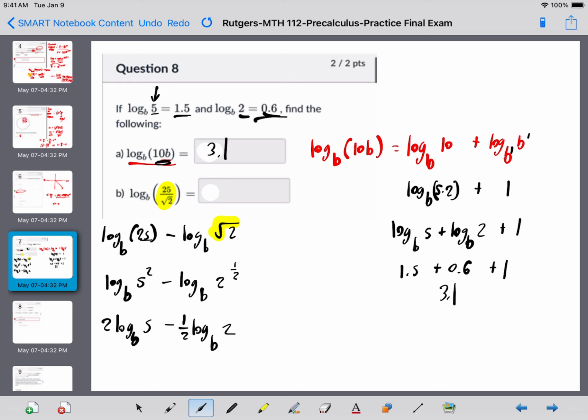And now it's just a matter of plugging in the values. 2 times 1.5 minus 1/2 times 0.6. So that would be 3 minus 0.3, which is 2.7. Okay.